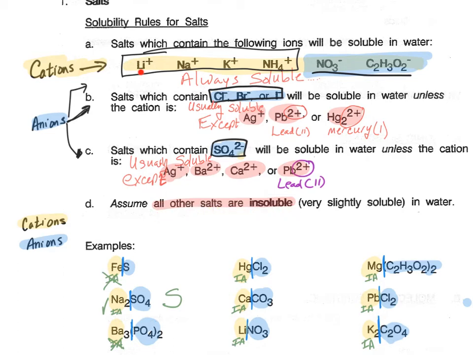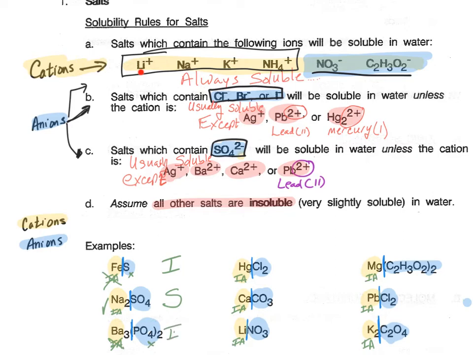So let's look at the first one. We have FeS. We already know the first part doesn't tell us anything, but the second part, is that in our list? Is it nitrate, acetate, chloride, bromide, iodide, or sulfate? Well, no, it's not. So that means it's not on our list, and so it is insoluble. How about the second one? We already said it is soluble. The third one, we have barium phosphate. Barium doesn't tell us anything. What about phosphate? Is phosphate on our list? No, it's not. So that one is also insoluble.